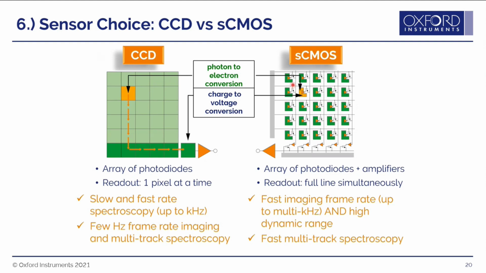One thing I should point out as well is that with a CCD, if you go faster, your read noise increases. Whereas with a CMOS detector, if you go faster, your read noise stays the same. So you can go very fast and you don't see your noise floor increasing. So sCMOS is very good for full frame imaging and fast multi-track spectroscopy, whereas CCDs are good for fast spectroscopy and some low frame rate imaging. So there is a place for both of them. It's just worth pointing out the relative pros and cons.